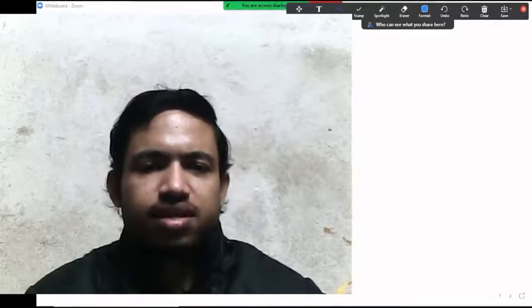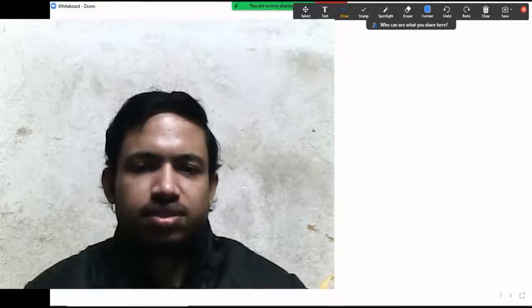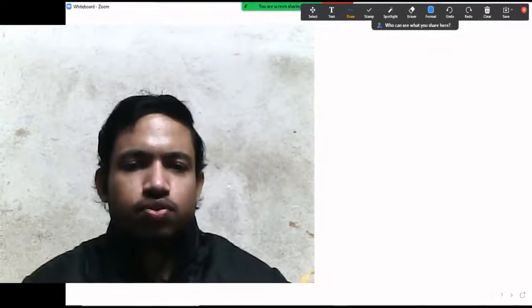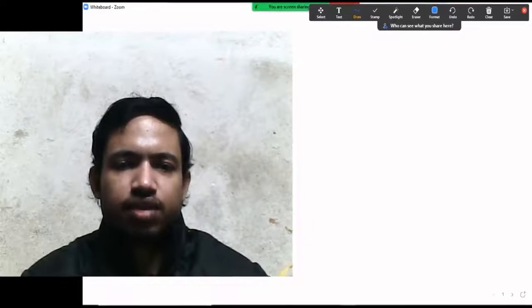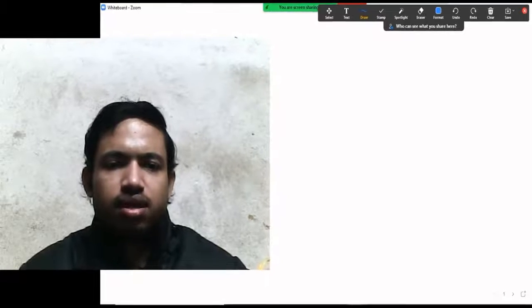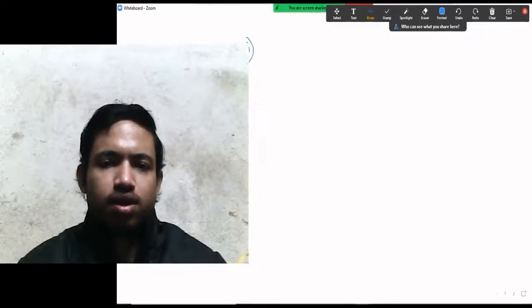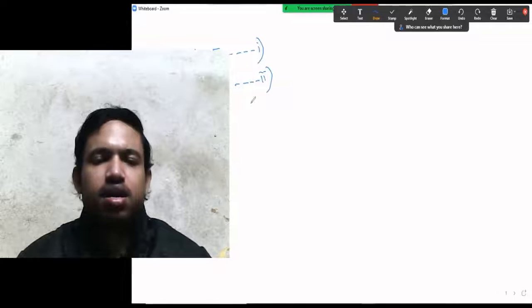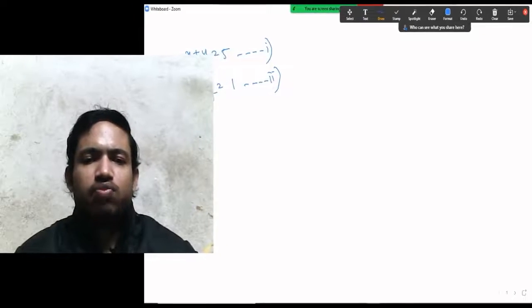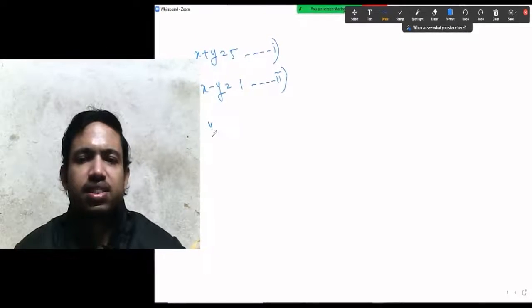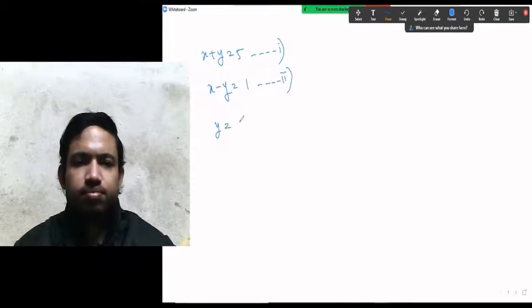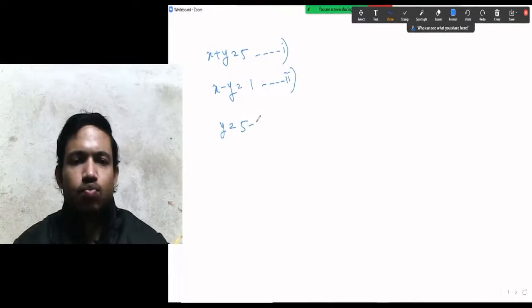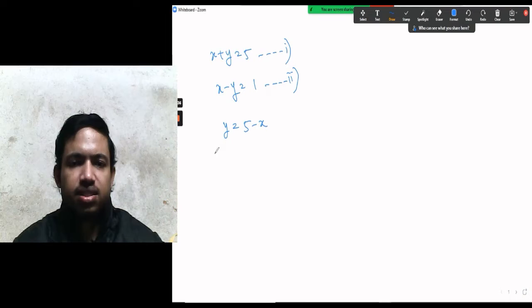At first, let's solve this simple pair of linear equations. x plus y equals 5, this is equation number 1, and x minus y equals 1, this is equation number 2. Let's find the value of y in terms of x in equation 1. It is y equals 5 minus x.